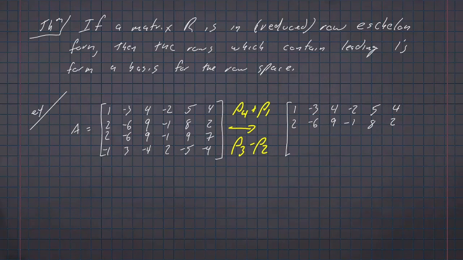Third row minus the second row. 2 minus 2 is 0. -6 minus -6 is 0. 9 minus 9 is 0. -1 minus -1 is 0. 9 minus 8 is 1. And 7 minus 2 is 5.